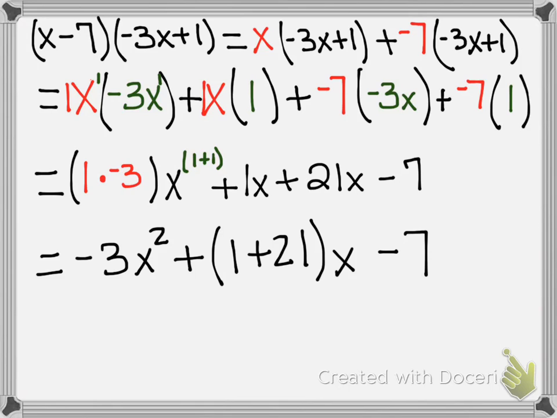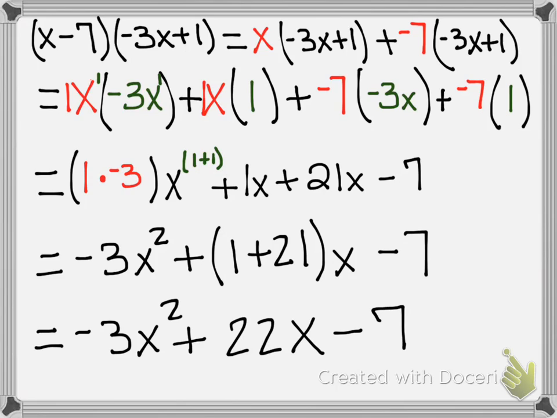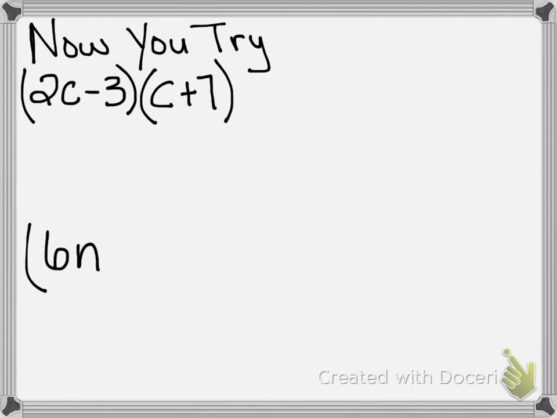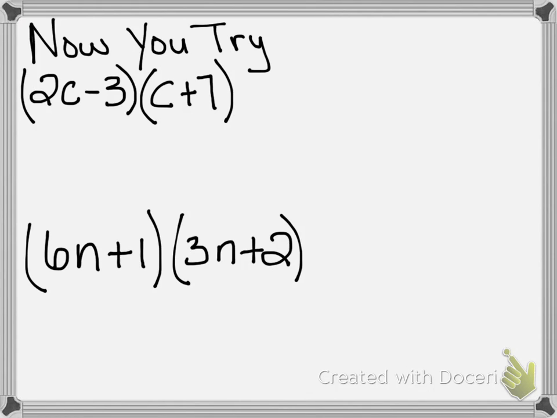Since 1x and 21x are like terms, we combine them. So 1 plus 21 equals 22, of course, and we're going to carry the negative 7 down with us. This is how you find the product of two binomials. All right, now I would like you to try this by yourself. So try this by yourself and let's see what you have.